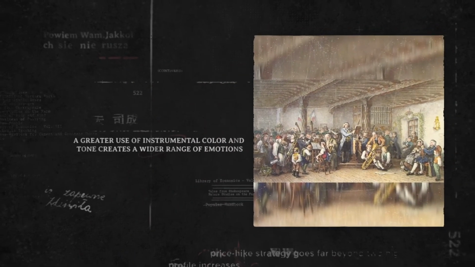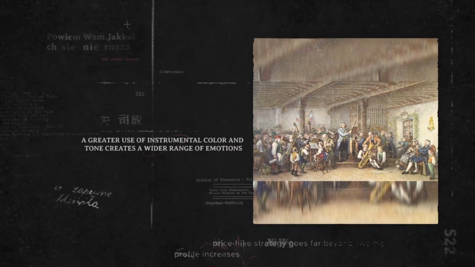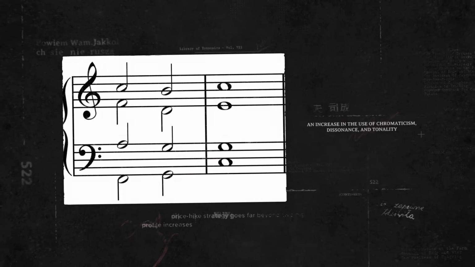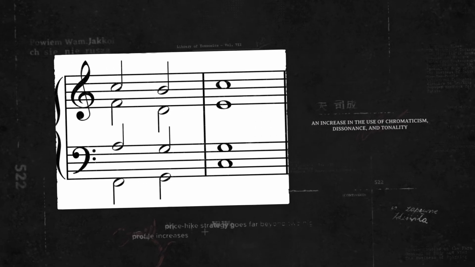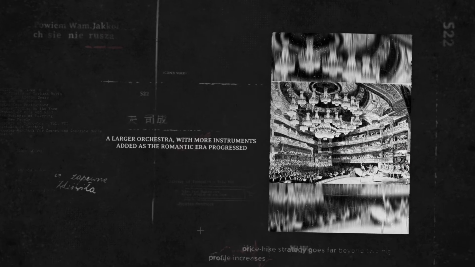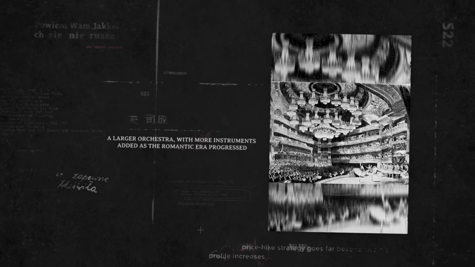A greater use of instrumental color and tone creates a wider range of emotions. An increase in the use of chromaticism, dissonance, and tonality. A larger orchestra, with more instruments added as the Romantic era progressed. This gave composers a greater palette of sound to work with.